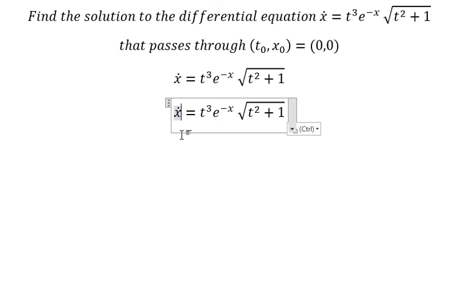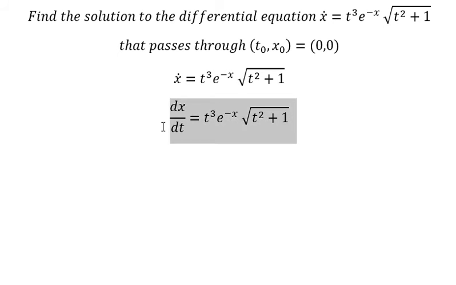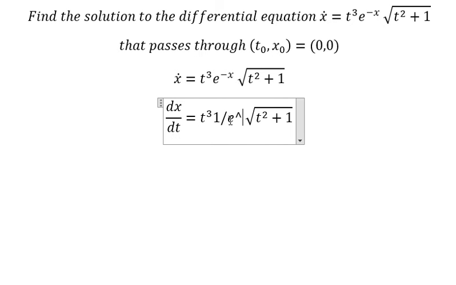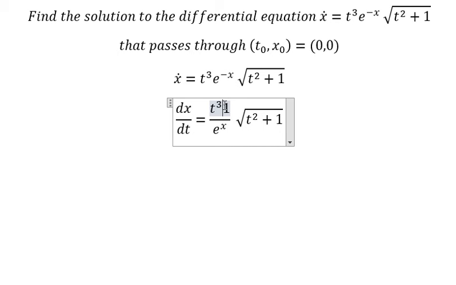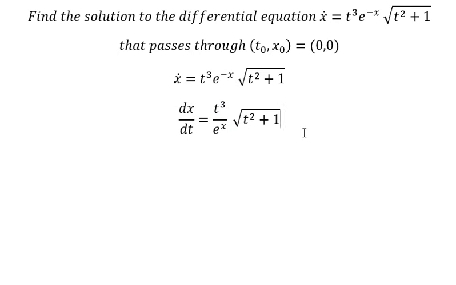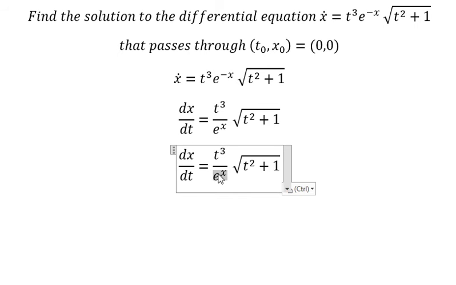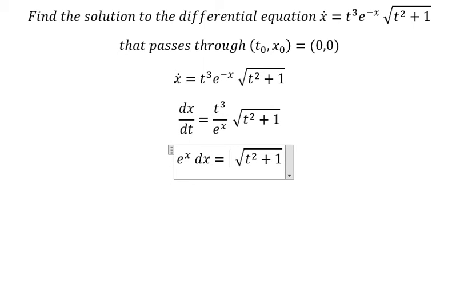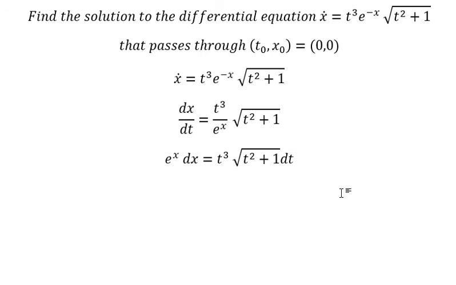This one is about dx over dt. This one we have 1 over e to the power of s. So I will put this one go to the left, dt go to the right. Next, we put the integration for both sides.